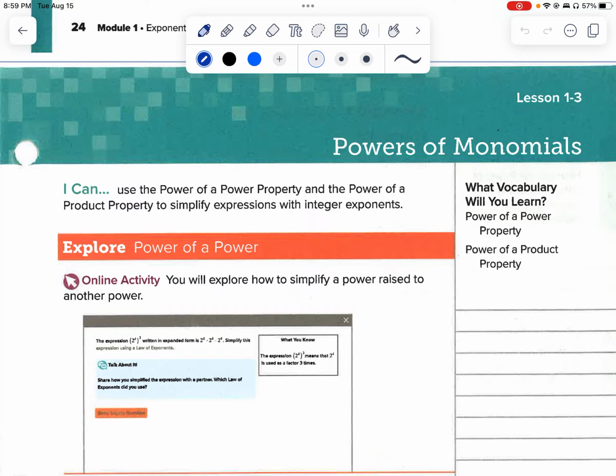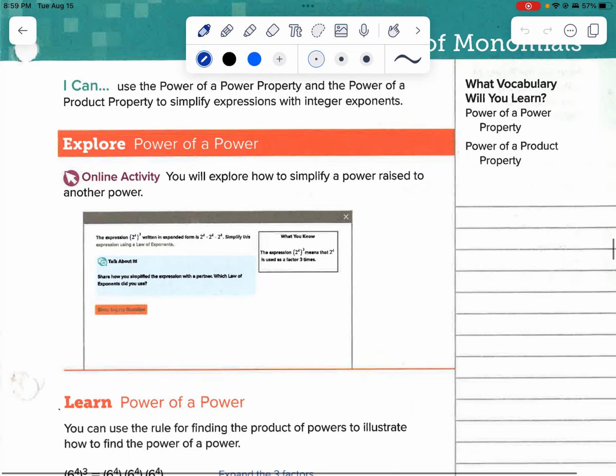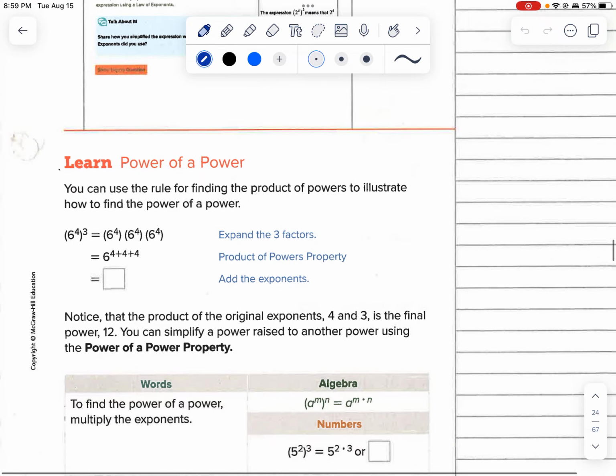Okay, so now we're doing lesson 3 of module 1, and we're doing monomials. Hopefully you have gone through the explore part on the computer in the program, because this is a really good one for you to go through. I am not going through it here.